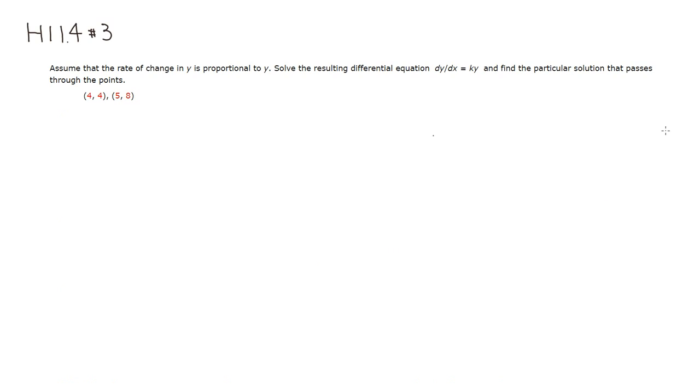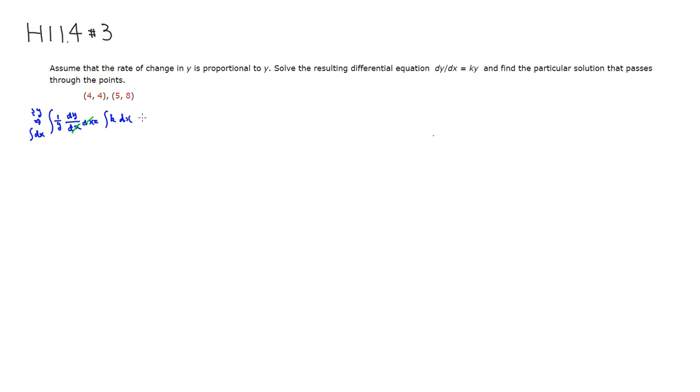So if you solve this differential equation, dy over dx, this is a separable equation, so I'm going to just go ahead and divide through by y. So we have 1 over y dy over dx is equal to k. So we can integrate with respect to x on both sides. Then you can cancel dx on top and dx on the bottom.